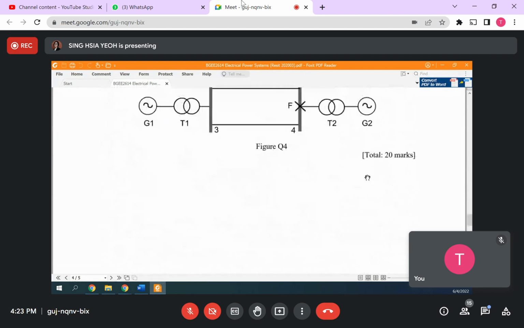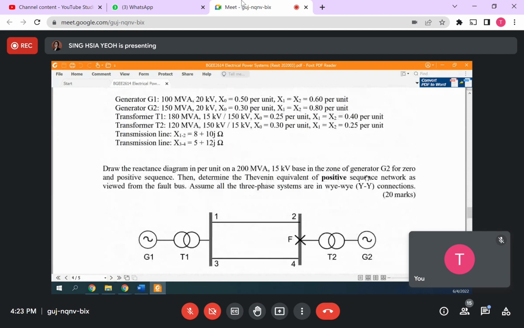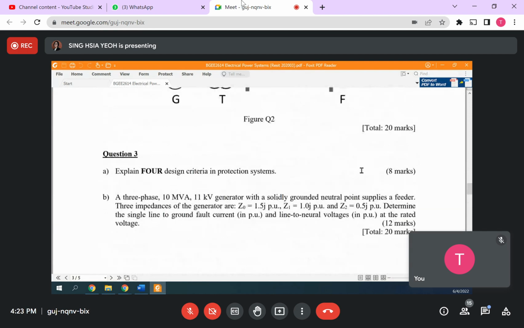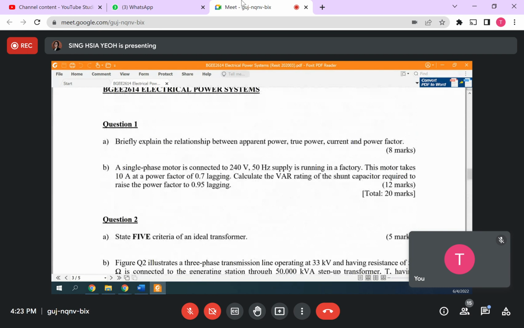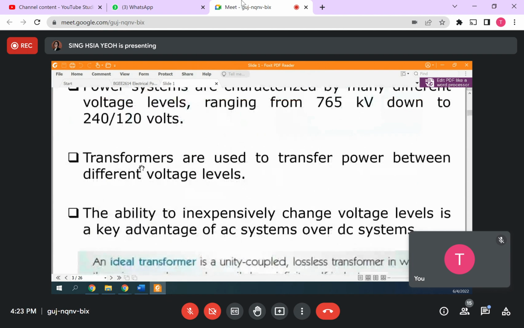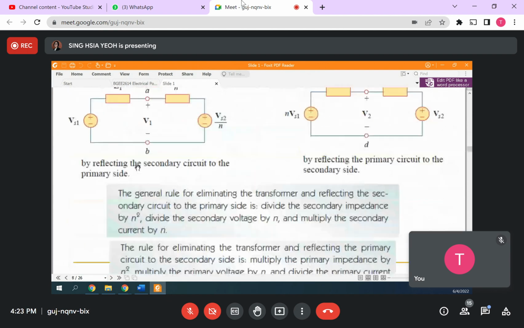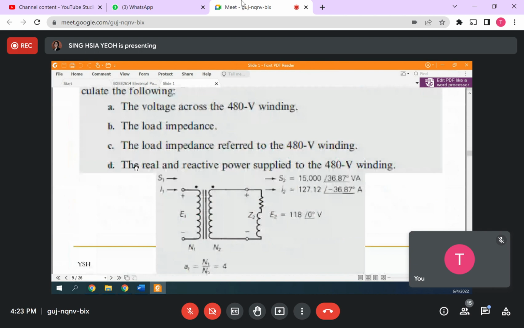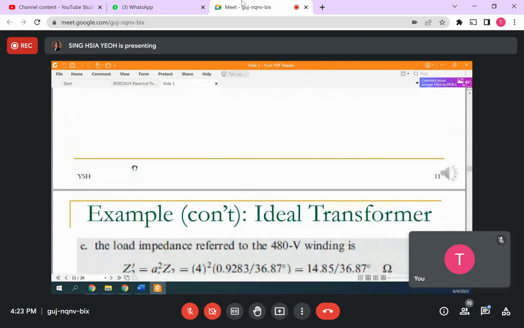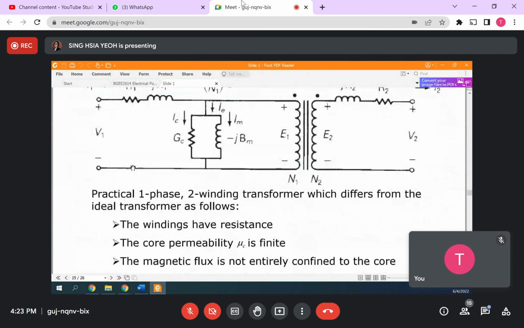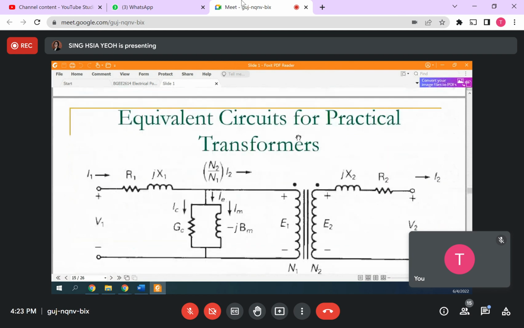Draw the equivalent circuit for the practical transformer. This question is basically the diagram in your lecture notes. Transformer is in chapter 3, is it? Yeah. Where's the diagram? This one. Equivalent circuit for practical transformer. This diagram.